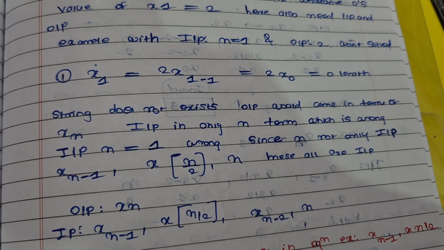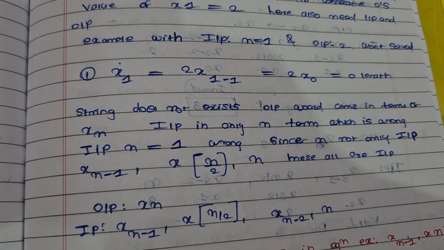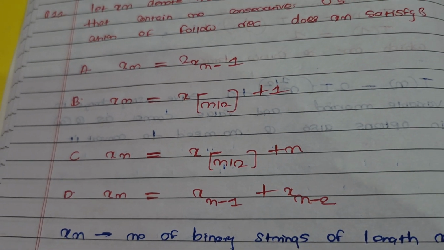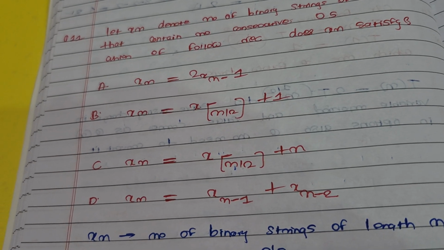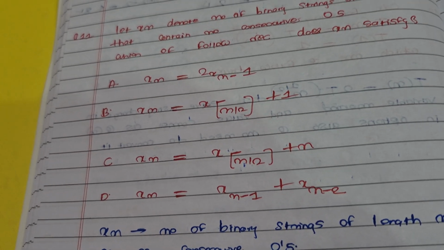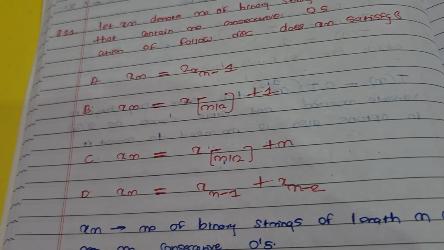And how to take input and output, as you can see in the options: X(n-1), X(n/2), n/2, n-1 and n-2, these are variables and these are considered to be input. Output is fixed, X(n), but these all are inputs, you can see.